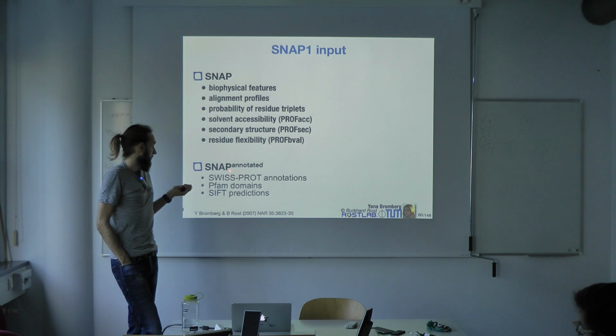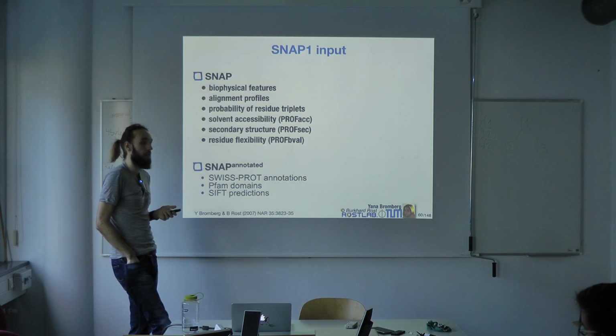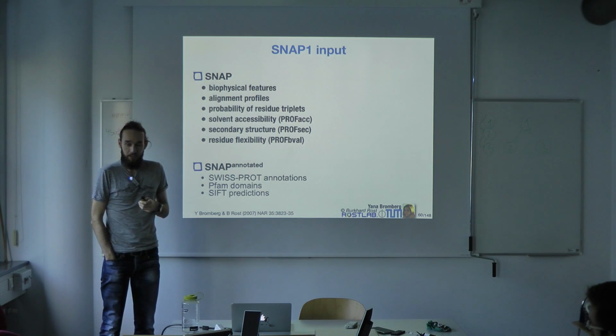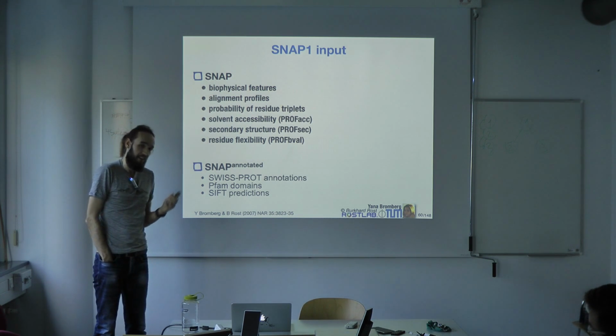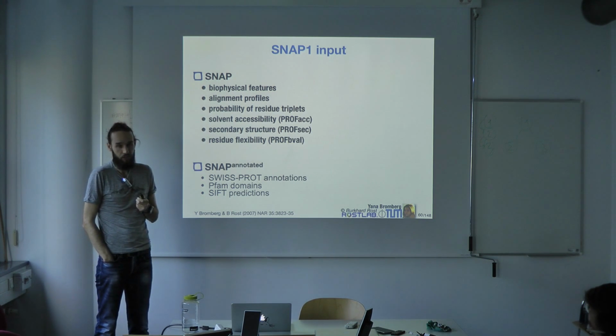Additionally, there's also a version of SNAP called SNAP Annotated, which has a similar idea to what I said about Polyphen. So it also looks at what we already know. Are there any motifs annotated in that sequence? Do we have any binding sites known or anything like that? And it also takes that into account for the prediction.